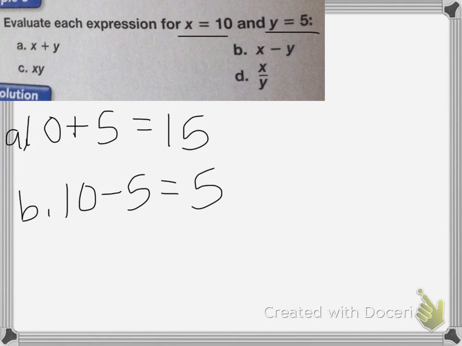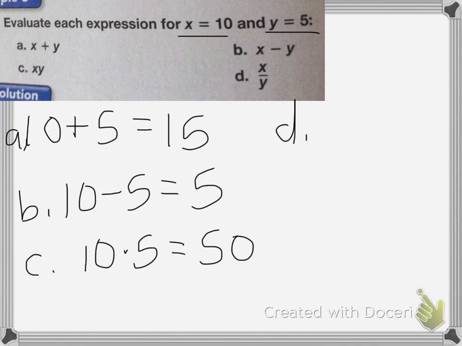Okay. On c, I have x and y next to each other, which means that's multiply, so it's going to be 10 times 5, which is equal to 50. And the last one, d, is division. So it's going to be 10 divided by 5, which is equal to 2. And that's it for lesson 1.